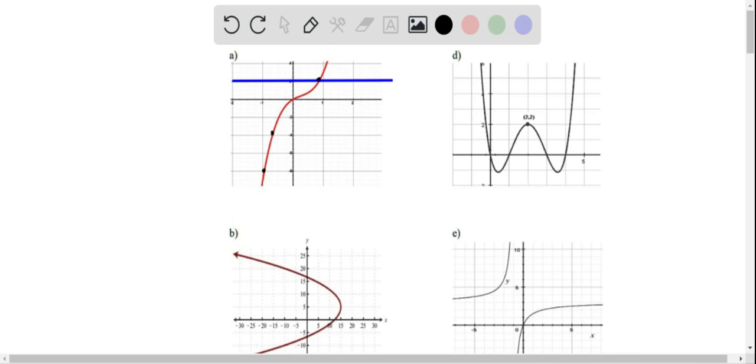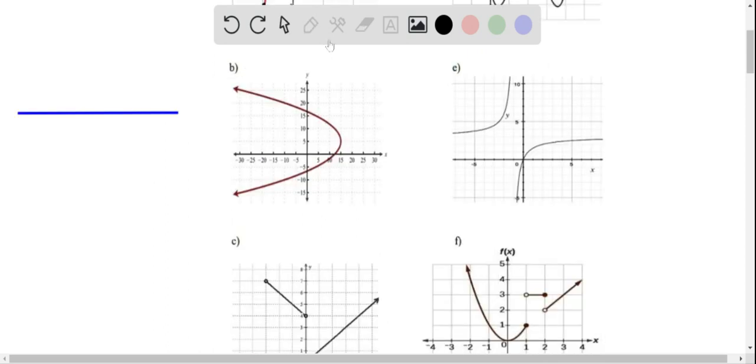Clearly, the function in part A is one to one because it passes the horizontal line test. That is, whenever we move the horizontal line up and down throughout the graph, it intersects the graph at exactly one point. So we see that the graph given in part A is one to one.